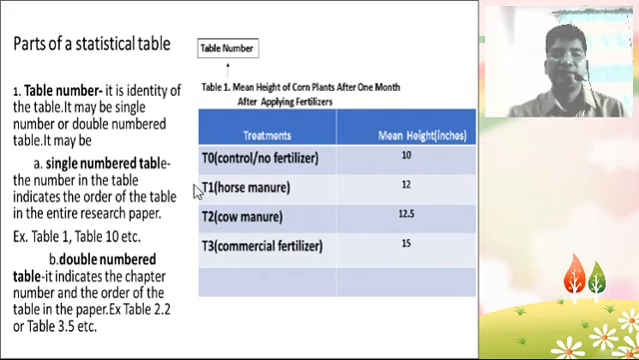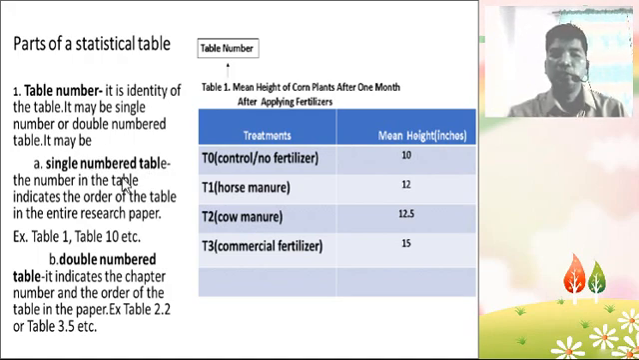The first part of the statistical table is the table number. The table number class is the identity of the table. It may be single number or double numbered table. So as you can see in this example, this one is the table number. It is labeled as table 1. So this is the identity of the table, meaning to say this will distinguish one table from the other. So there are two types of numbering the table. It may be single number or double number.